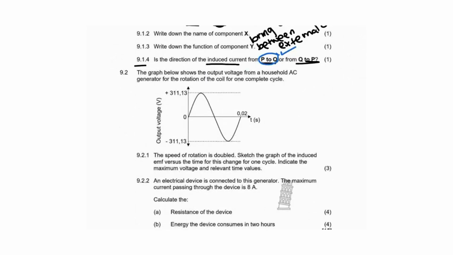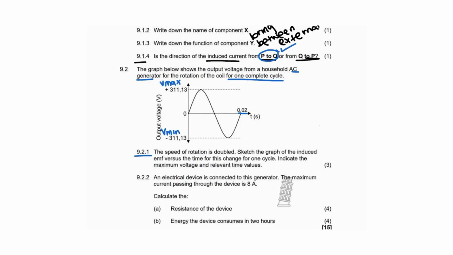Question 9.2, the graph below shows the output voltage from a household AC generator for the rotation of a coil for one complete cycle. So we have the output voltage, and we can see we have the V max there, we have the V minimum there, and the time that it takes to complete one full cycle is 0.02. Okay, so looking at 9.2.1, the question says the speed of rotation is doubled. Interesting. Sketch the graph of the induced EMF versus time for this change for one cycle. Indicate the maximum voltage and relevant time values.